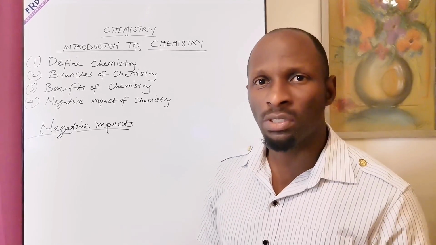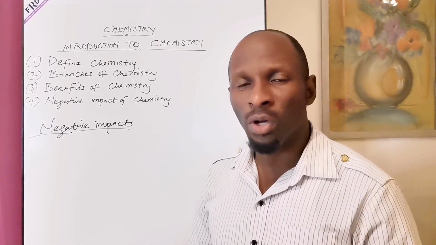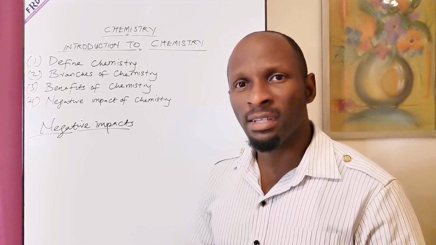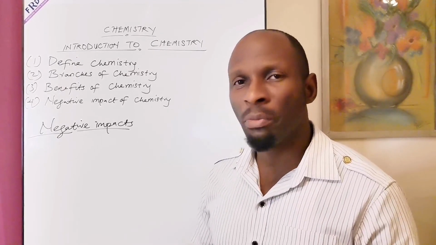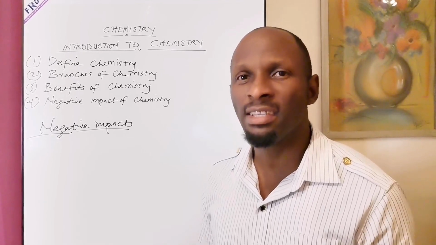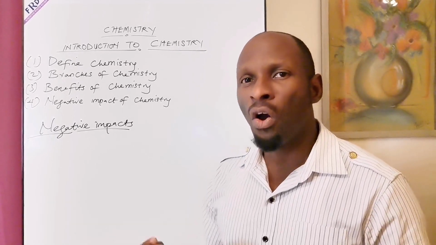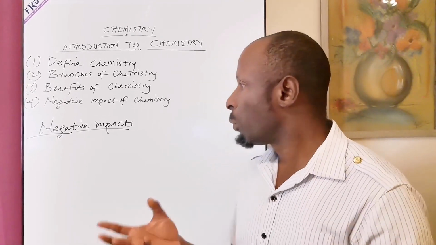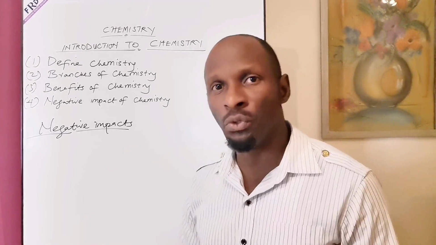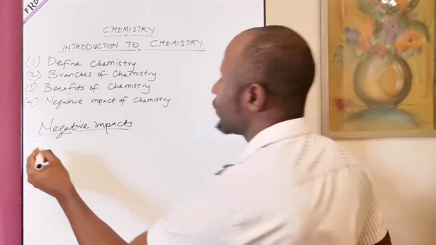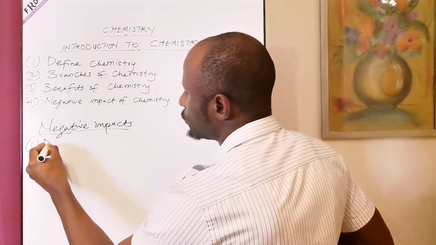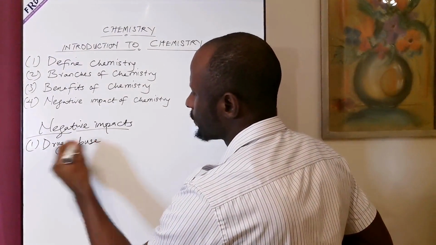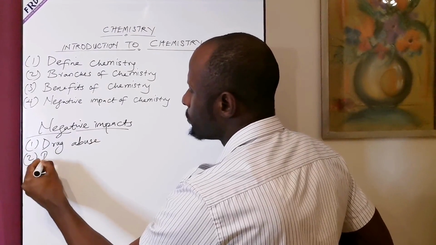We can talk about cocaine, we can talk about heroin, we can talk about stimulants. There are so many of them. Is it ecstasy? They are all chemically formulated pills, which people tend to what? Abuse. So, number one, drug abuse. Number two, we can talk about pollution.